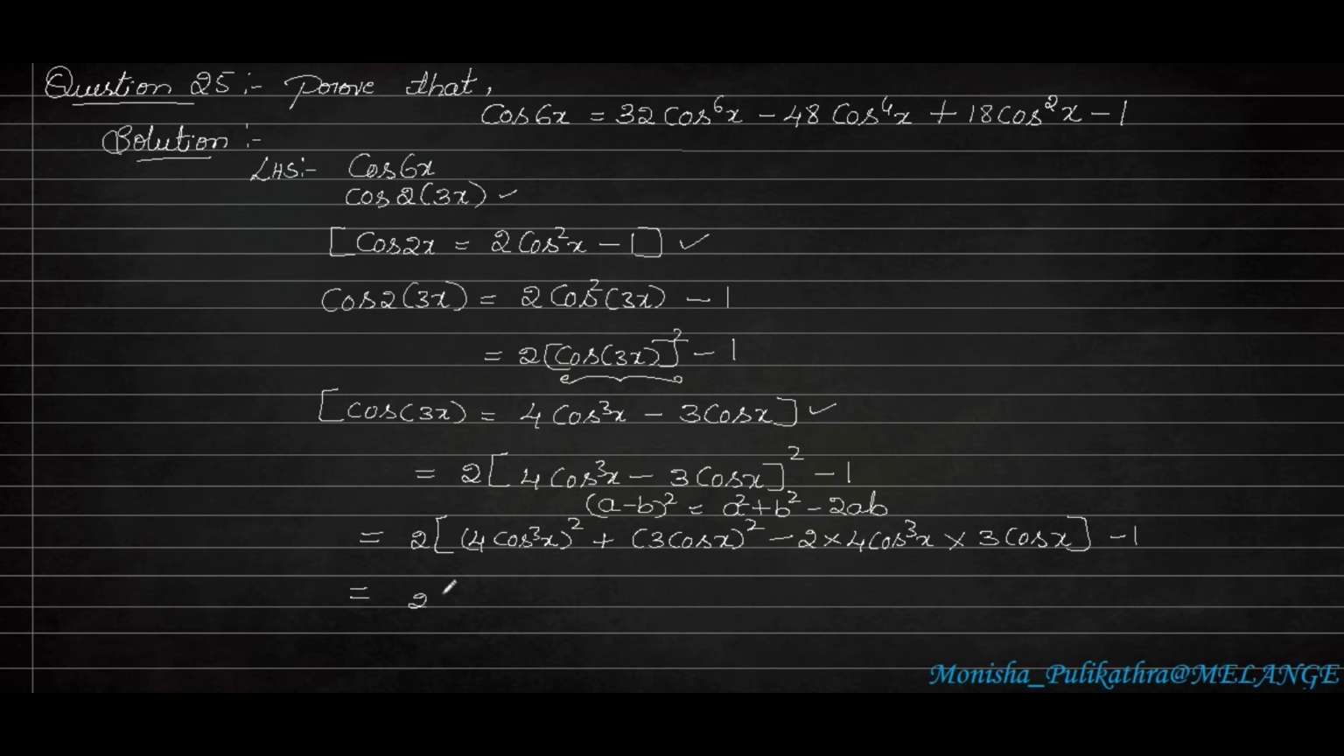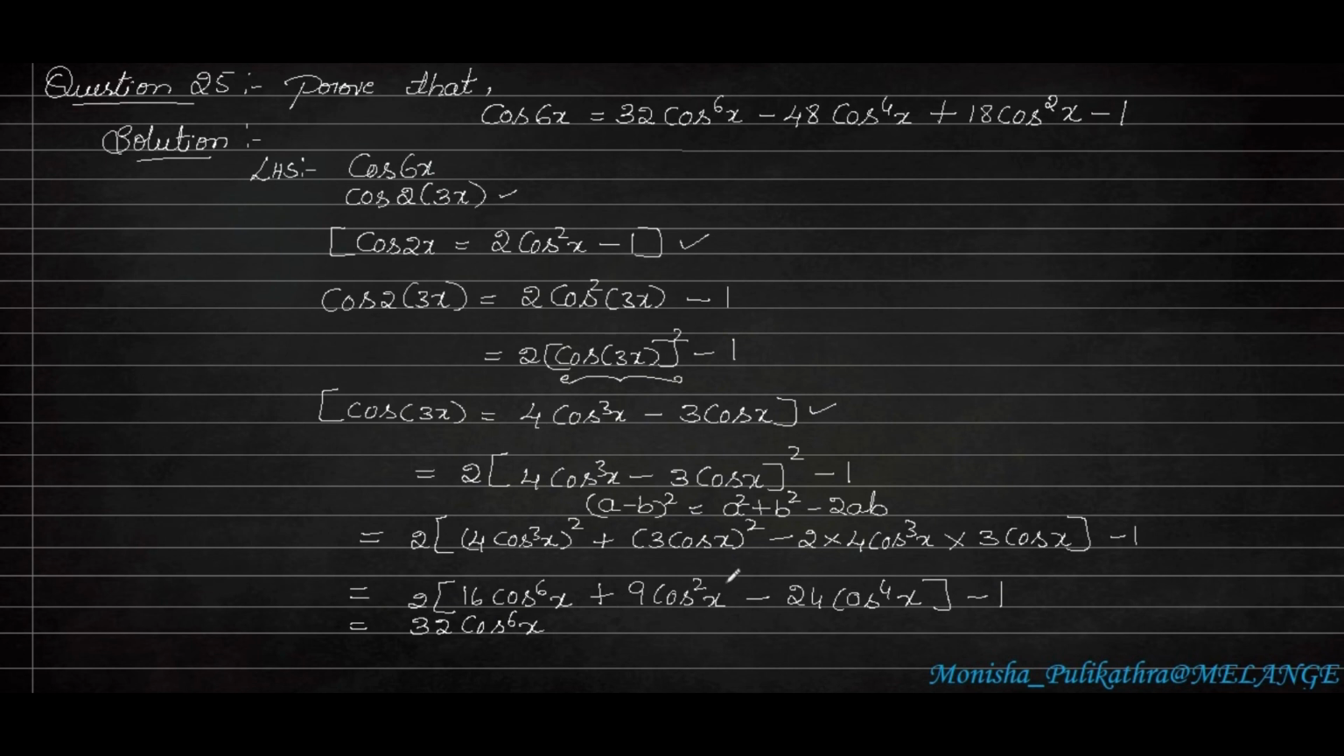So now it will become 2 into 4 square is 16, 3 into 2 is 6x, plus 3 square 9 cos square x, minus 2 4s are 8, 8 3s are 24. This is cos cube x into cos to the power of 1x. It will become cos to the power of 4x, minus 1. So now we have to multiply the entire term by 2. So it will become 2 into 16 is 32 cos 6x.